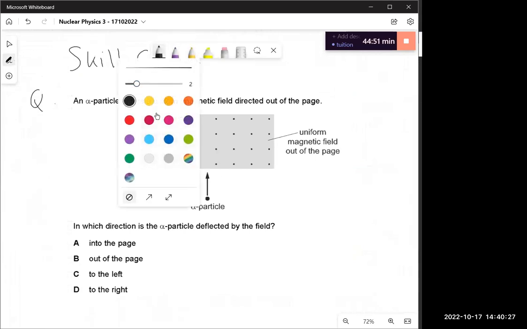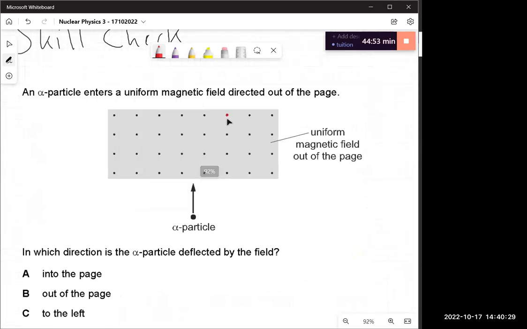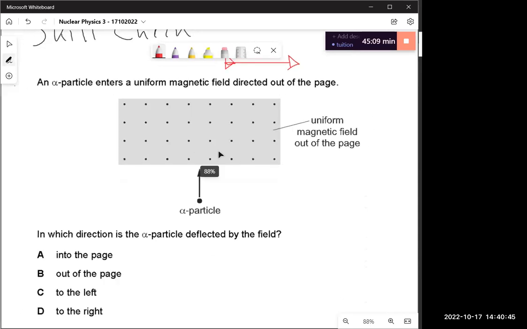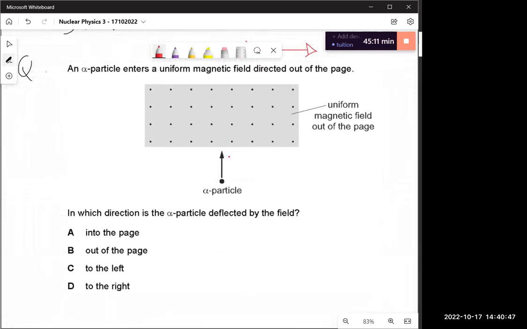Now, can you see these dots here? Instead of a cross, there's a dot. It's like if you look at an arrow, and the arrow was coming towards you, you would see only the tip of it, instead of the cross, which is the back. So we're seeing that it's coming towards you, and alpha is going up. So we have to use the left hand rule here.